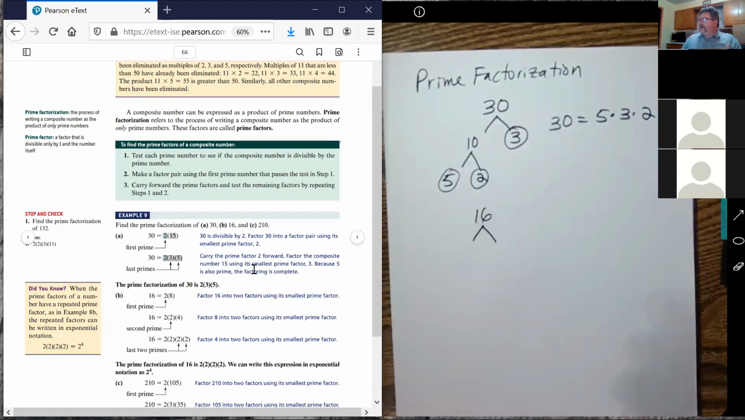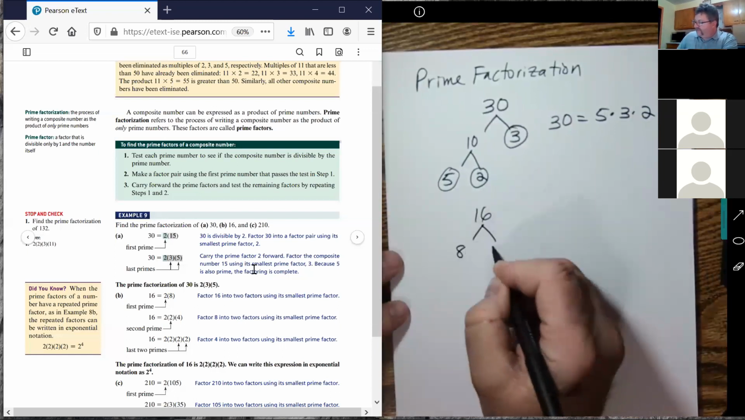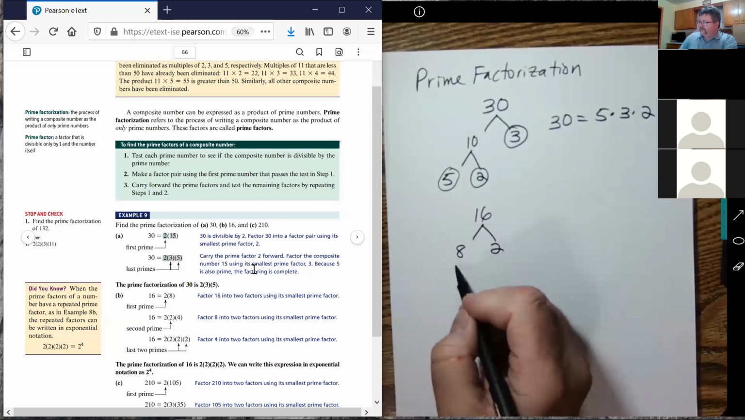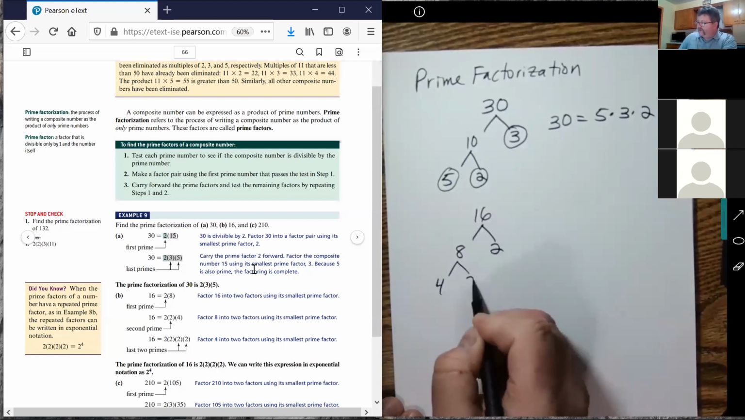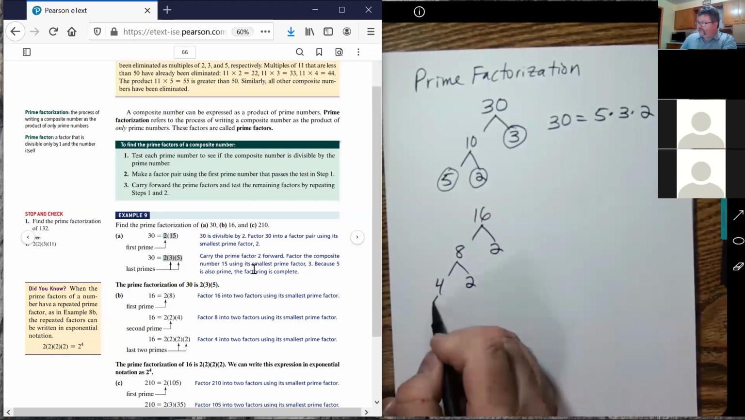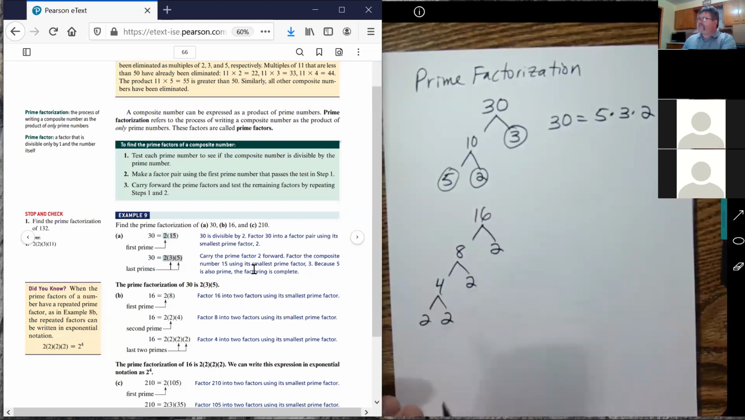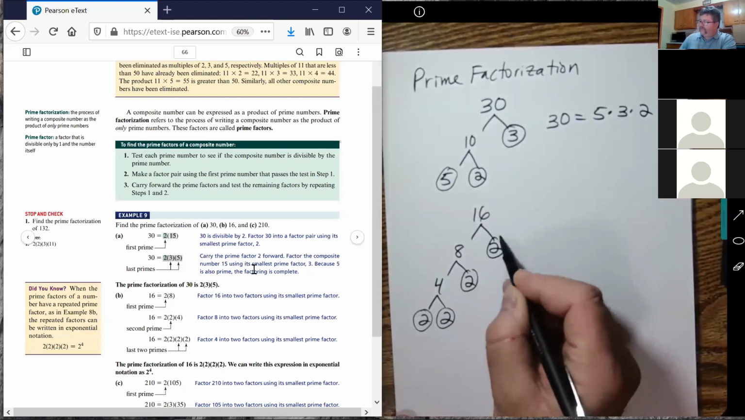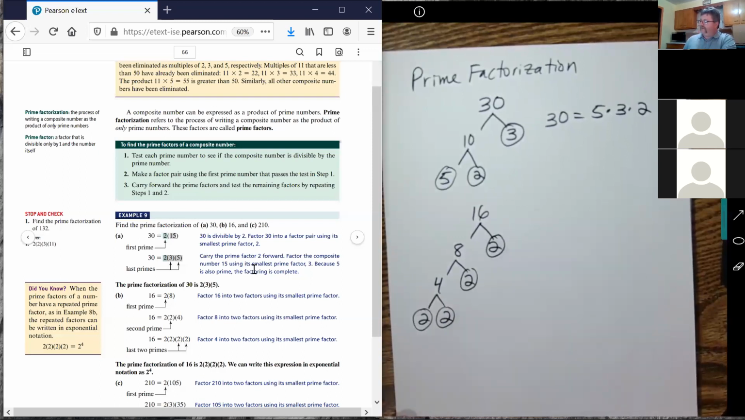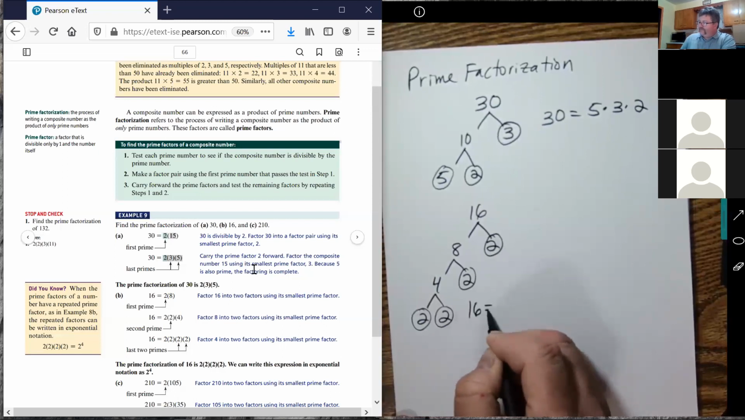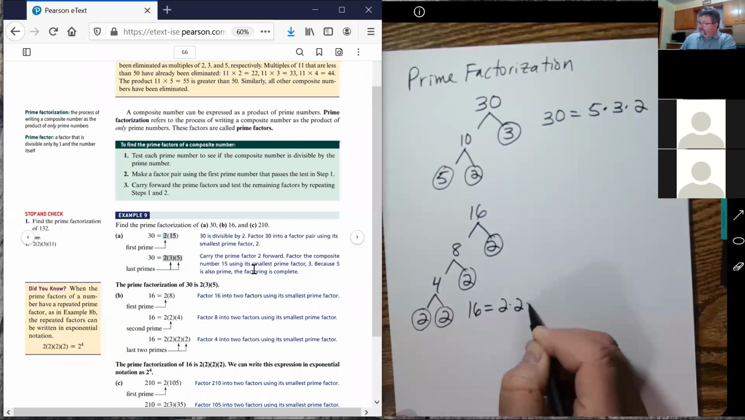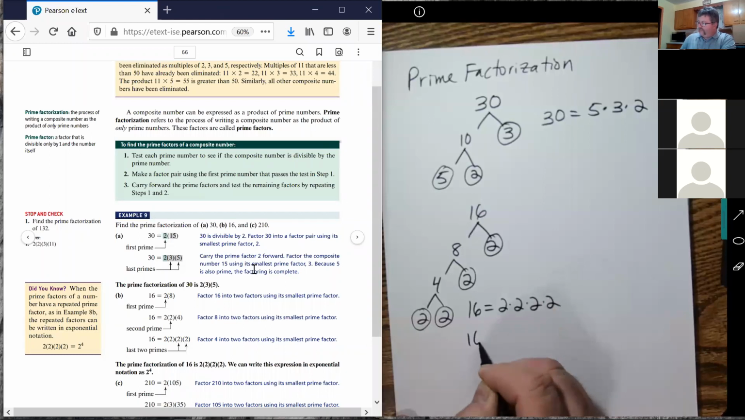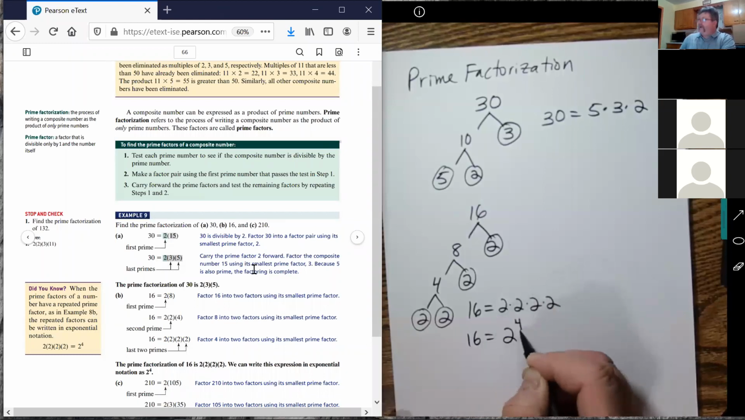Okay. You may say 8 times 2 is 16. And then you say 8 is 4 times 2. And then you say 4 is 2 times 2. And you see, I got a bunch of 2's here. I can't factor a 2. I have 1, 2, 3, 4 2's here. So we say that 16 is really 2 times 2 times 2 times 2, but we want to write that as 2 to the power of 4.